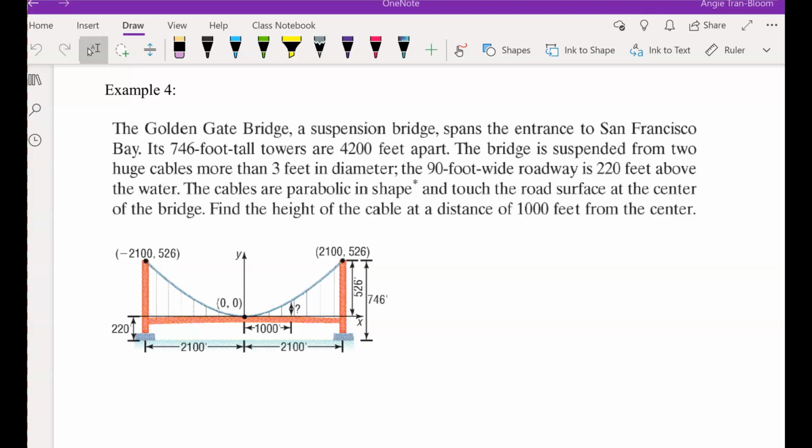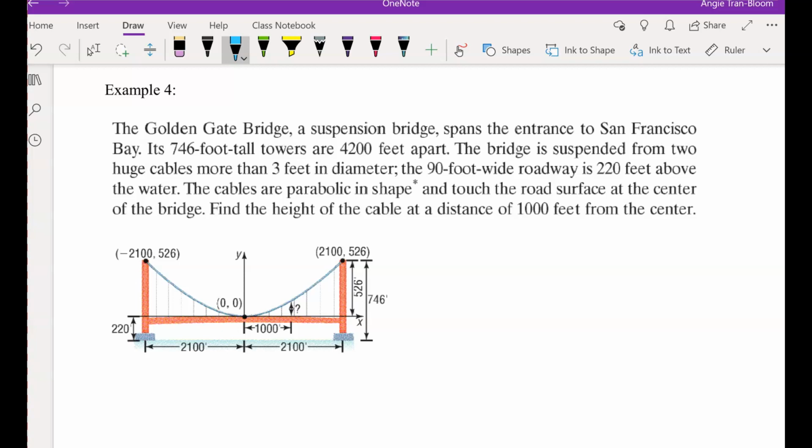Alyssa, can you help me read the Golden Gate Bridge problem, please? The bridge is suspended from two huge cables, more than 8 feet in diameter. The 90-foot wide roadway is 220 feet above the water. The cables are parabolic in shape and touch the road surface at the center of the bridge. Find the height of the cable at a distance of 1,000 feet from the center.